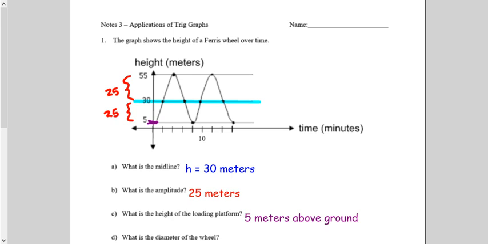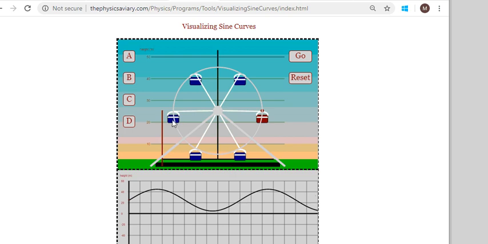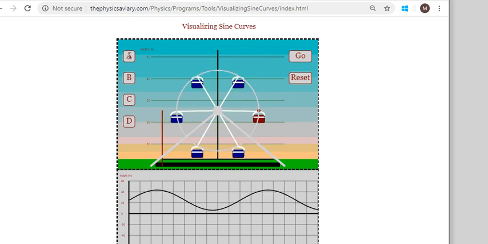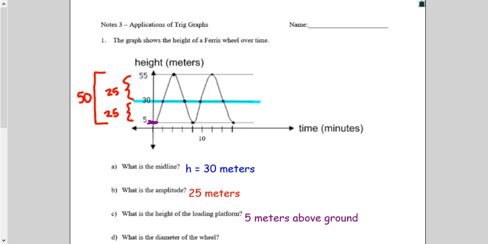Question D asks, what is the diameter of the wheel? The diameter of the wheel is the diameter of the circle right here. And you can see as I change the diameter of my wheel, what's changing in my graph is the amplitude of the graph. Since I need to go up 25 meters and down 25 meters from the center, the diameter of my wheel would be the whole 50 meters.